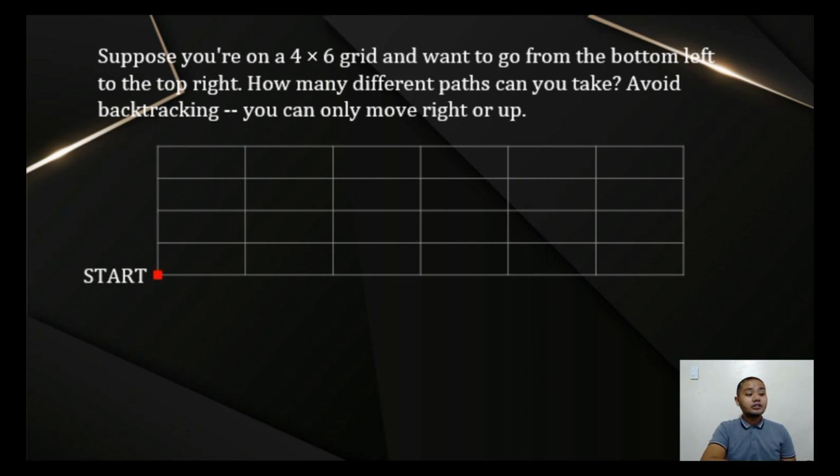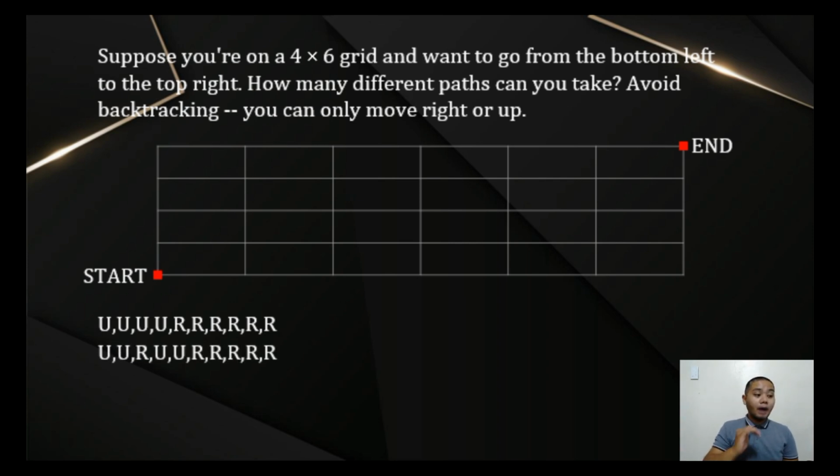Tapos, you will start dun sa bottom left. Tapos, yung end mo is dun sa top right. So, ilang ways daw starting dito para makapunta ka dun sa endpoint natin. Pwede ganito yung magiging way ng daanan mo. Pwede kang mag up, up, up, up, tapos right ng 6 na beses. Pwedeng i-jumble mo yan. Up, up, right, right, right, right, right, right. Okay, so maraming ways yan.